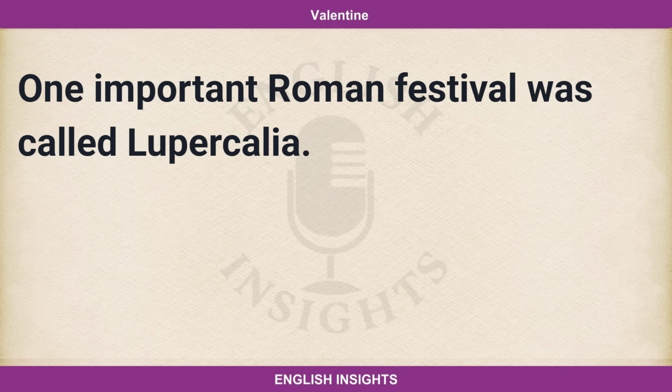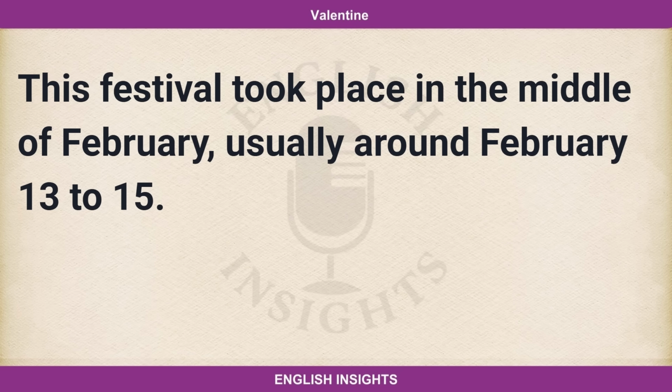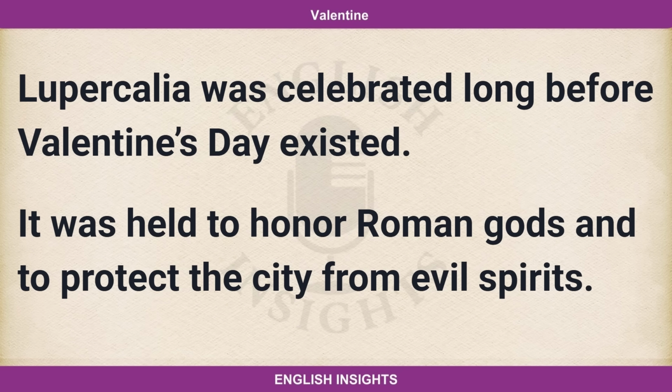One important Roman festival was called Lupercalia. This festival took place in the middle of February, usually around February 13th to 15th. Lupercalia was celebrated long before Valentine's Day existed. It was held to honor Roman gods and to protect the city from evil spirits.